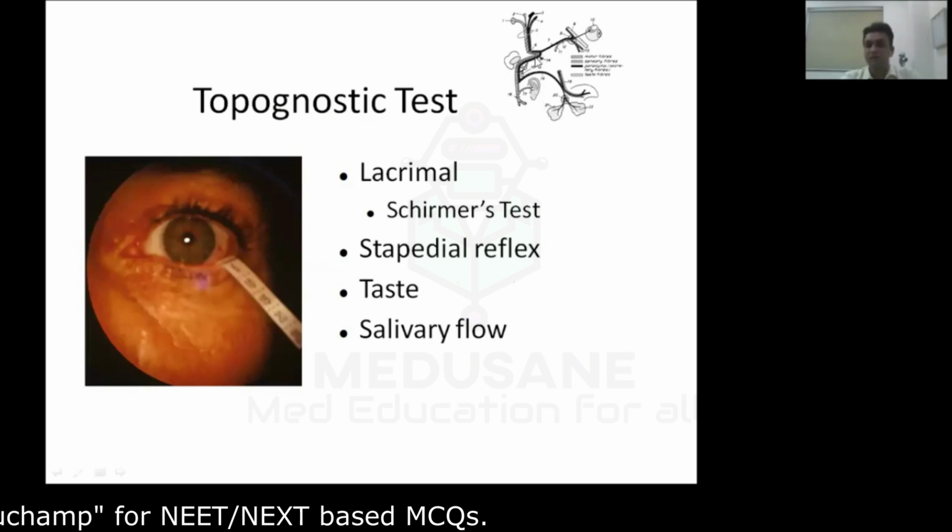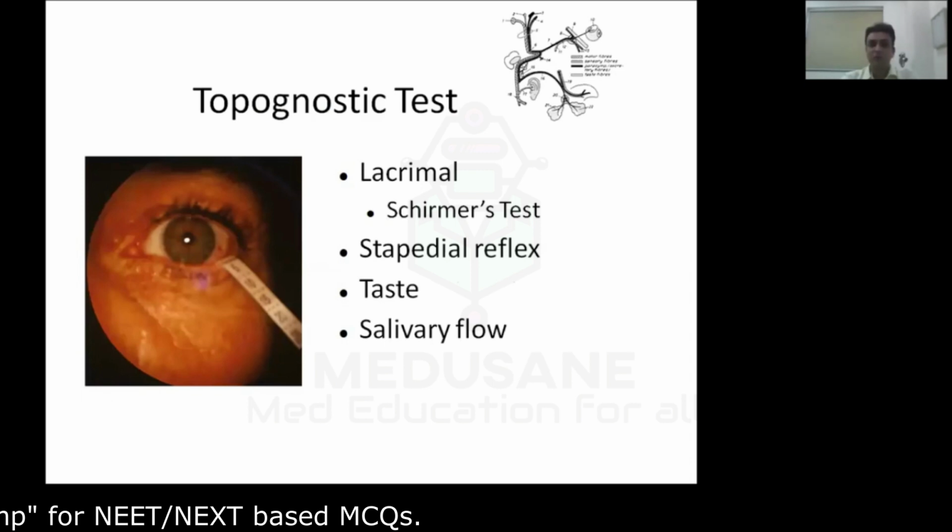If there is an injury between the first and second branch, that means in the horizontal portion of the nerve, before the nerve to stapedius is given, then only the function of the first branch, or greater superficial petrosal nerve, is lost. Which function is that? The lacrimation.